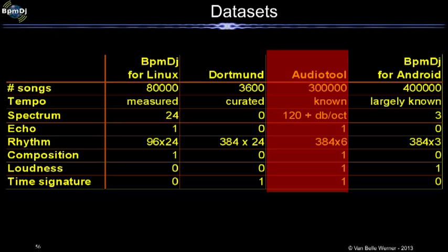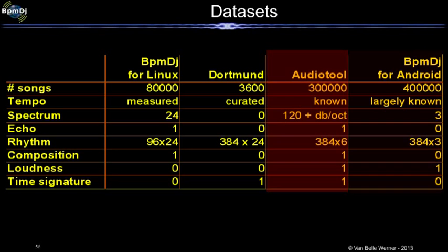In 2011, I worked at Audio Tool and had access to about 300,000 tracks with a known tempo. Starting with this dataset, I started to introduce new properties and measured others more accurately. For instance, the spectrum of a song was measured as 120 notes, including a spectral histogram. We also included the decibel per octave drop. We included composition, echo, loudness and measurements on the time signature. The rhythm patterns were 384 ticks wide, but only 6 frequency bands high, because I had read somewhere that those 6 bands were sufficient to allow people to recognize rhythms.